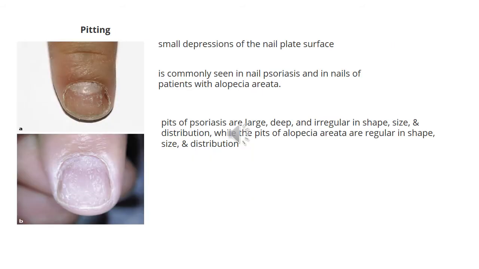Nail pitting. There are small depressions of the nail plate surface, commonly seen in psoriasis and alopecia areata. Pits of psoriasis are large, deep, and irregular in shape and size, while the pits of alopecia areata are regular in shape, size, and distribution.